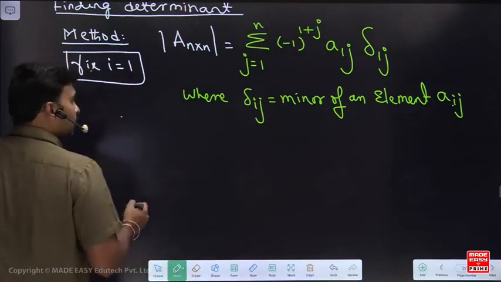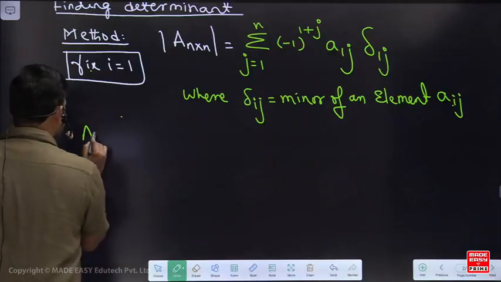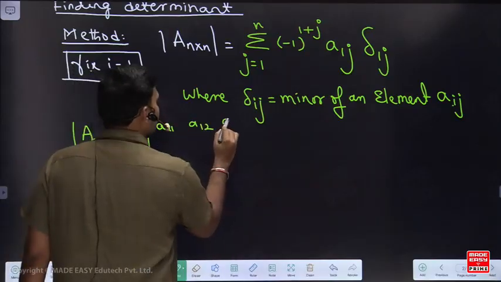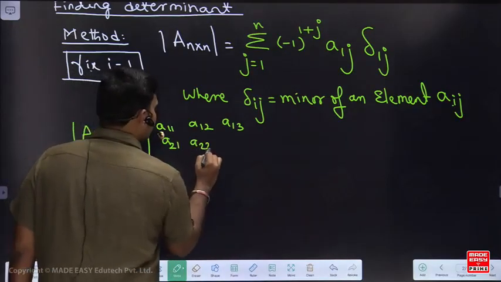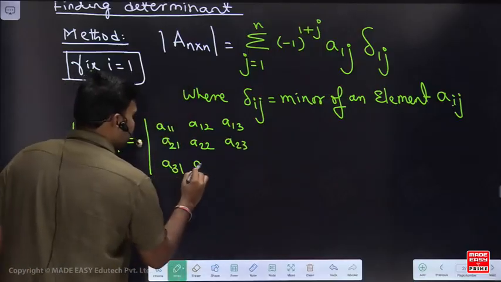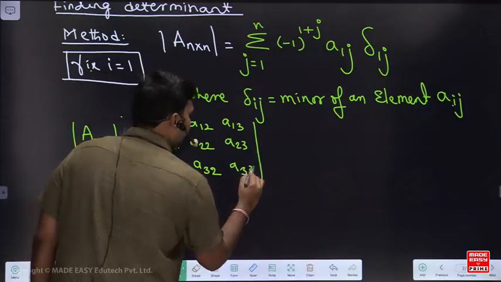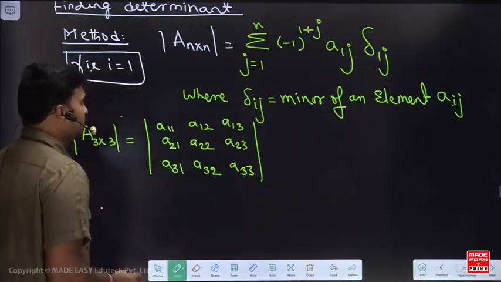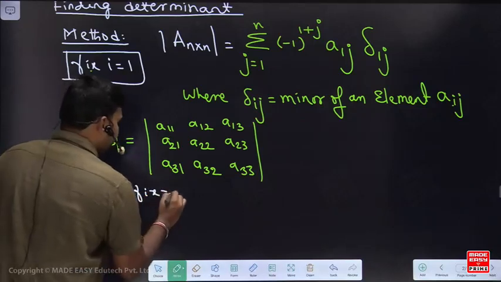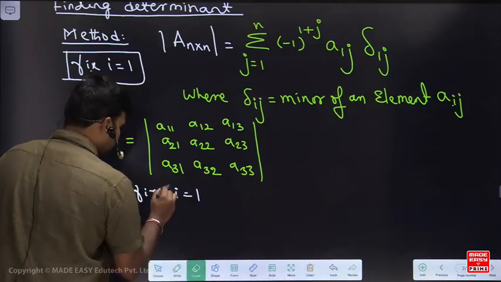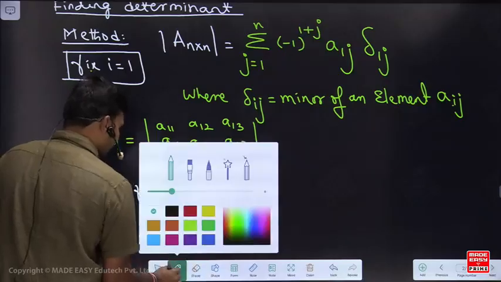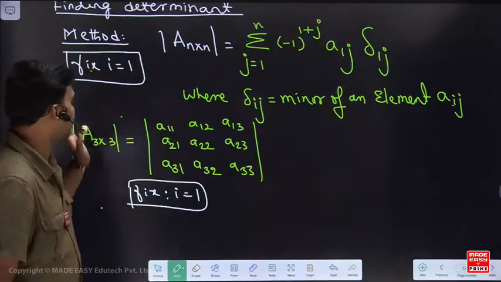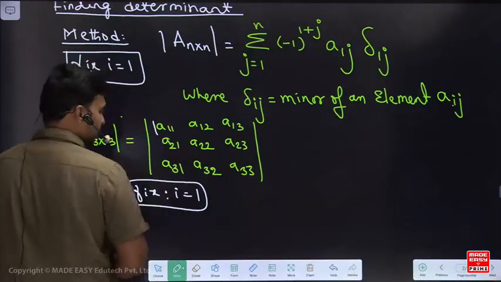Chalo beta. So now let's take a 3 by 3 determinant of a11, a12, a13, a21, a22. Let's do it quickly, because everybody knows this, right? But just a brief review here. Now, dear students, we are fixing i is equal to 1, just as I said here. We fix the first row, right?